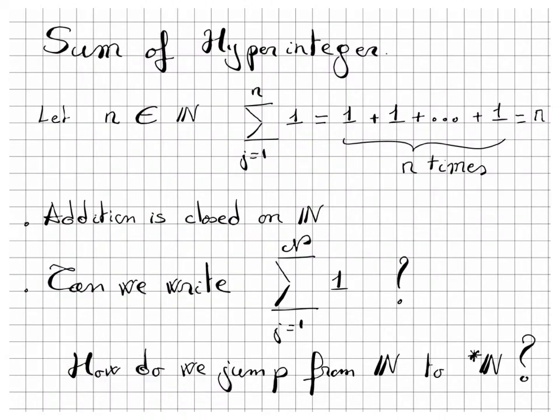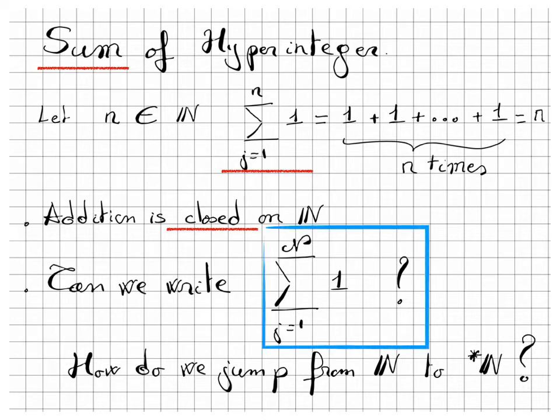Now I wish to focus on extending the summation over the hyperreal numbers. Let me start with the simplest sum, the sum from 1 to n of 1. What troubled me at first is that addition is a closed binary operation on N, so I can keep adding 1 for as long as I want. I will never get out of the natural numbers. So if this sum means anything, where N is an unlimited hyperinteger, how do I jump from N to star N?